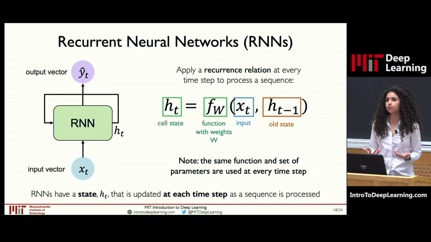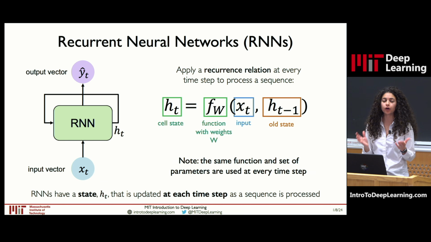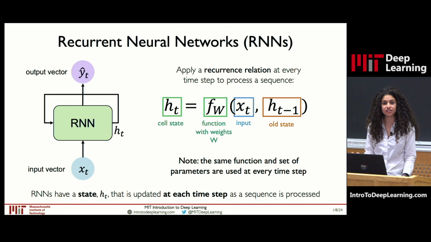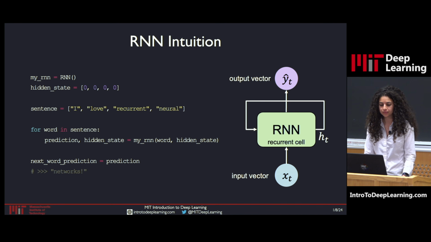What is really important to keep in mind is that for a particular RNN layer, we have the same set of weight parameters that are just being updated as the model is being learned. Same function, same set of weights. The difference is just that we're processing the data time step by time step.